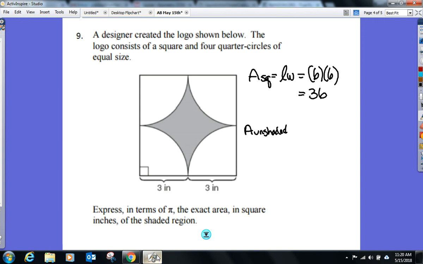The unshaded sectors, anybody? Four quarter circles, put them all together. It's a full circle. Everyone agree? I got four quarter circles, put them together, that's a full circle, so I'm just going to use pi r squared.